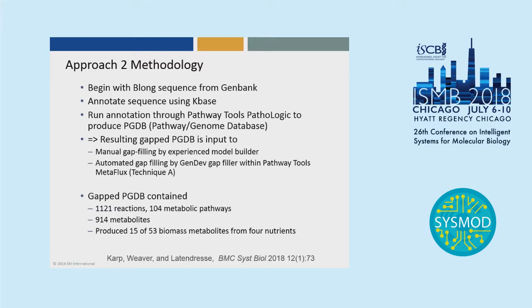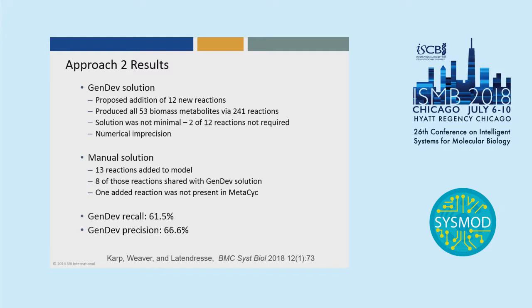And I'll wrap up quickly here. In its initial gapped form, only 15 out of 53 biomass metabolites could be produced. It turns out that the computational gap filler proposed adding 12 new reactions to fill those gaps. The manual solution involved adding 13 reactions, of which 8 of them were shared with the automated solution. And so comparing predicted result to manual solution, we get a recall of 61% and a precision of 66%.